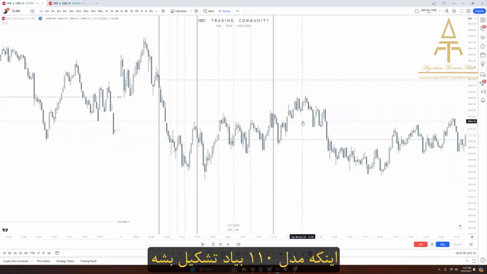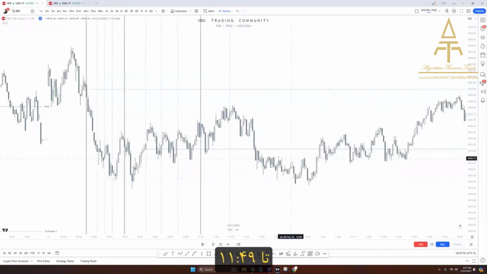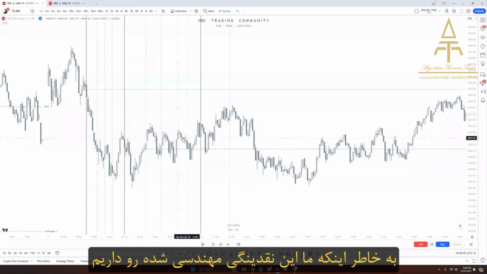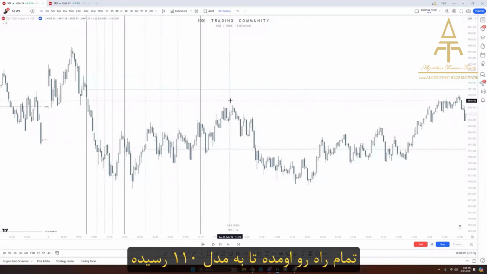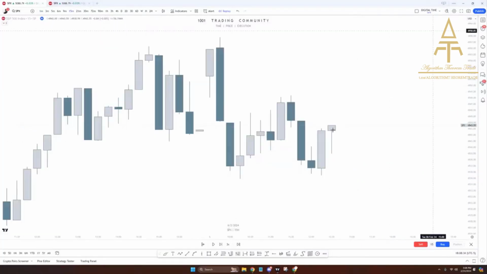Model 110 to take place. You get that distribution down until 1149 or 1235, right? Because we saw this chop, this engineered liquidity, it got dragged all the way until Model 110. Again, observe the 15-minute.